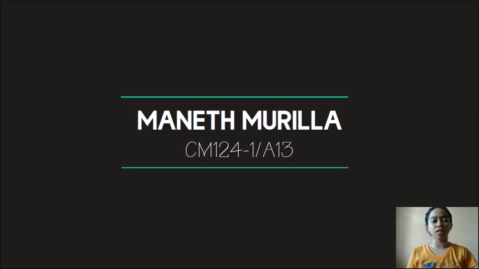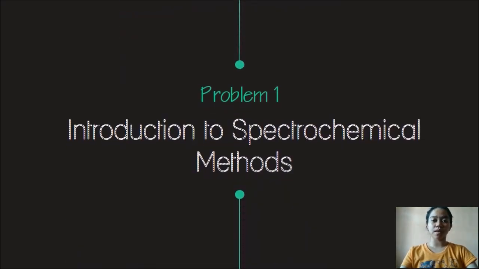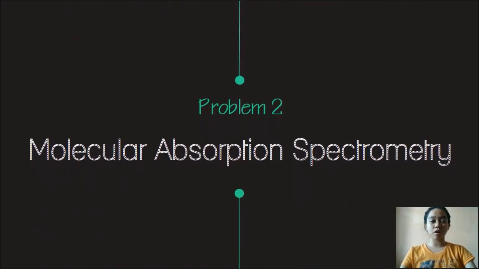topics in analytical chemistry. The first problem is about introduction to spectrochemical methods and the second problem is about molecular absorption spectrometry. These two problems came from the book of Skoog, Fundamentals of Analytical Chemistry, 9th edition.